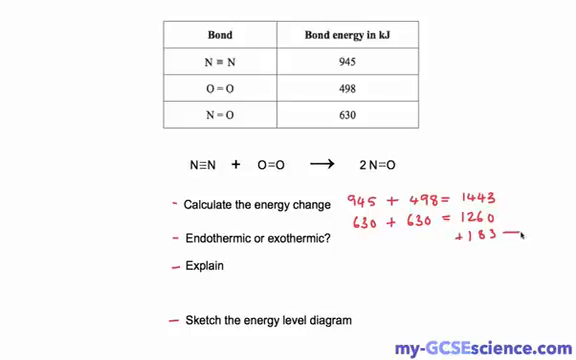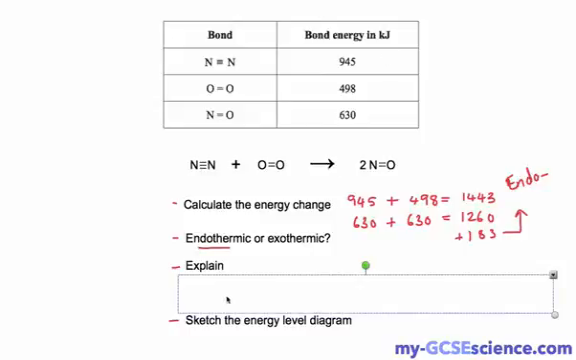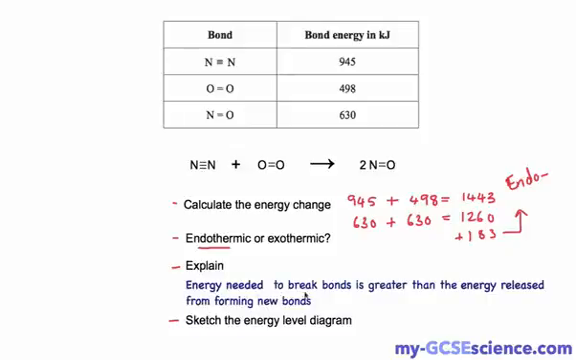So then we know that that reaction is endothermic. Remember we said that if this was a negative number it would be exothermic. So here we go. Is it endothermic or exothermic? There's our answer. It's endothermic. And explain why this is an endothermic reaction. Well, that's just going back to what we said on the previous slide. The energy needed to break the bonds is greater than the energy released from forming new bonds, and that's the reason why.